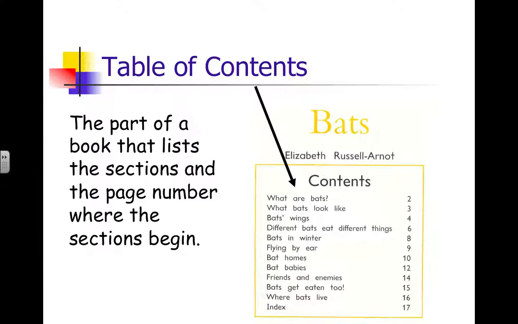So first of all is the table of contents. The table of contents at the beginning is where kids can go to see what the different categories included in this text are. If I had a question for them about where bats live, kids need to be taught that they don't have to start reading on page 2. Instead, they can look at the table of contents and see that there is a whole chapter dedicated to bat homes, and that is where they could start to look to find the answers to those questions.